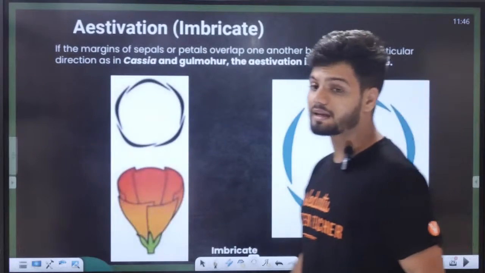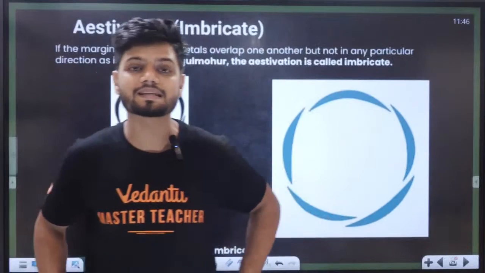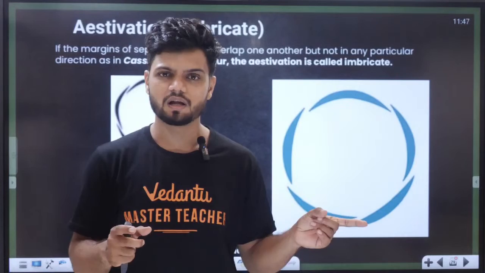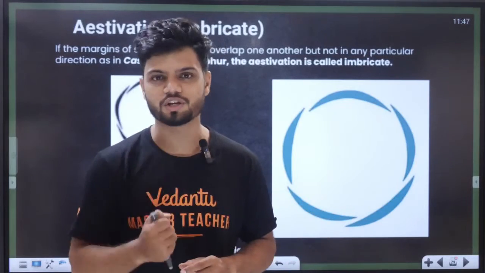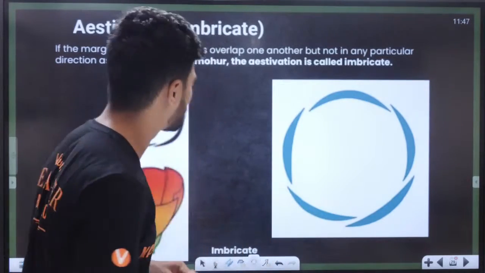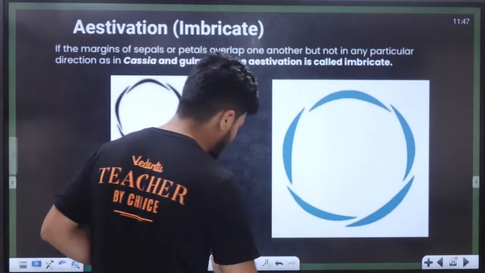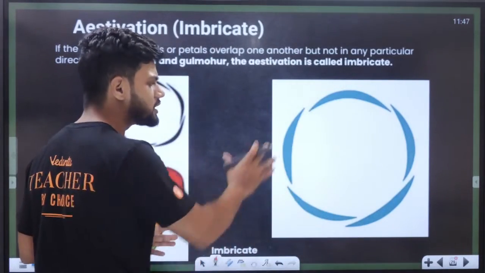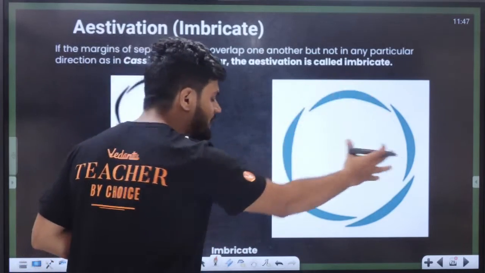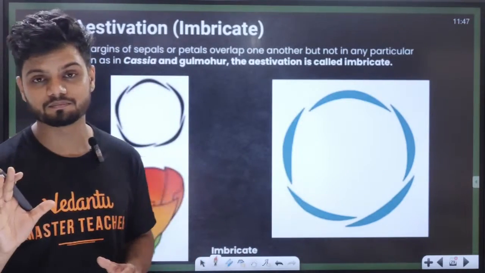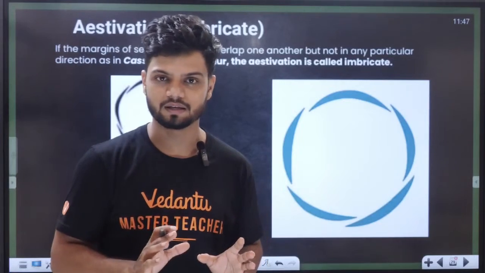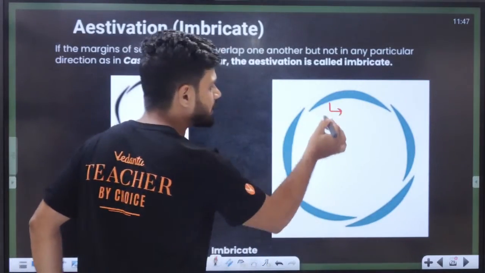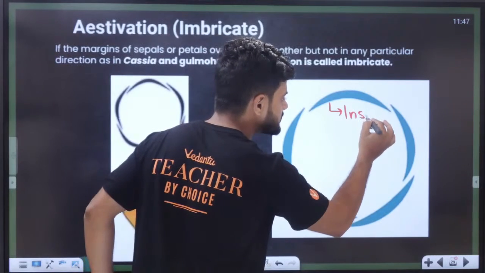Next thing is called imbricate aestivation. Imbricate aestivation is just like twisted with a small change. Now, what is the small change here, students? If you notice, in imbricate aestivation there is also overlapping, but the overlapping is not in a particular order. Random overlapping is there. And if you can notice here, students, this petal is completely on the inside.